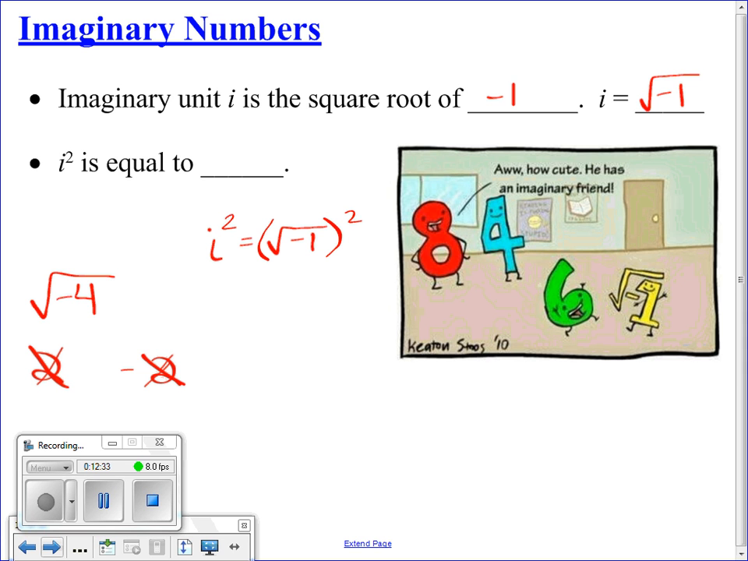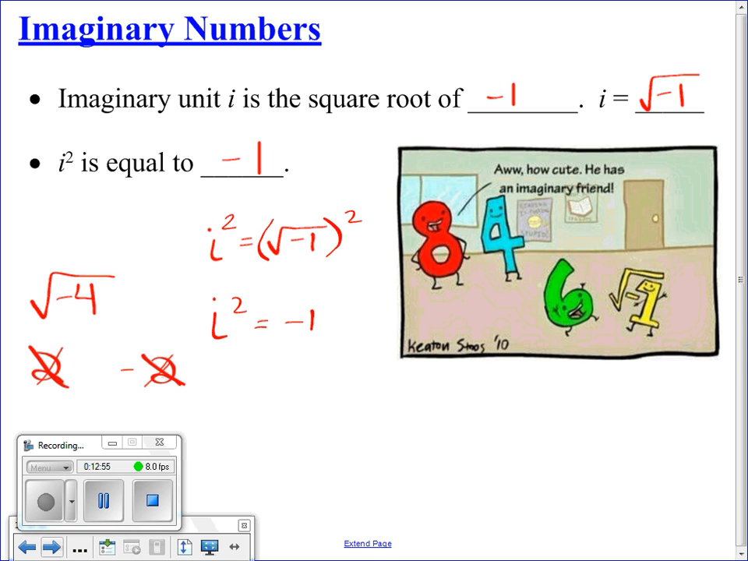What happens when you square a radical? Yeah, they cancel each other out. So i squared is actually equal to just -1. And this is going to come up later this week, so we'll need to make sure we know that. i squared is equal to -1.